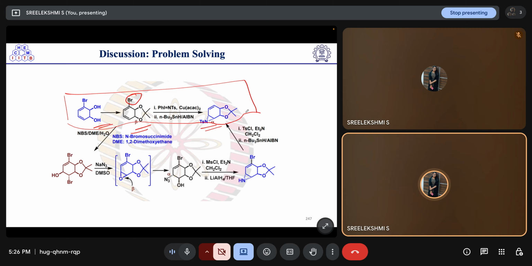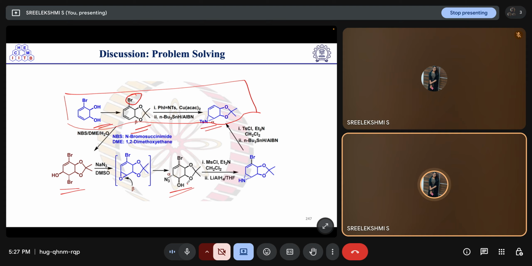So how is this traditionally carried out? Firstly, NBS-mediated bromination will happen over this double bond. Then water will open that bromonium ion to form this compound. Then conversion with NaN3: it will attack through substitution via epoxide formation. So this is beta, so NaN3 will attack over the alpha face to form this compound.